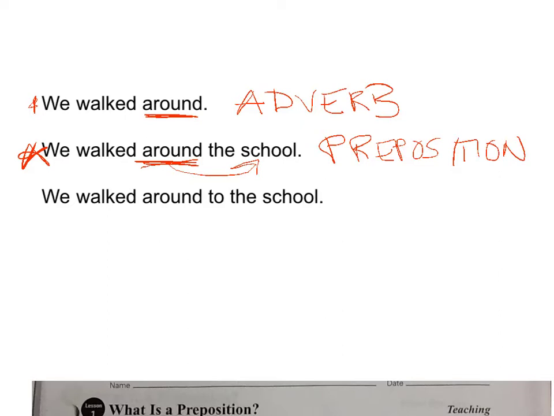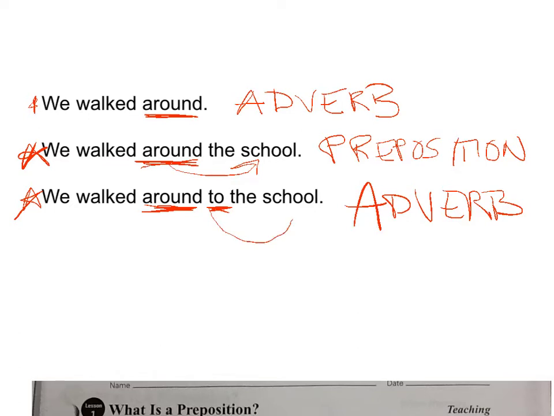Now, there's one more tricky thing. Notice we have in our third sentence here the same thing that's happening. We've got this word around, and we're asking ourselves, around what? Even though in this sentence it looked like they're walking around to the school, around is functioning as an adverb because there is another preposition right here that we can answer the question. We walked to what? To the school. This sentence doesn't actually tell us what they walked around.